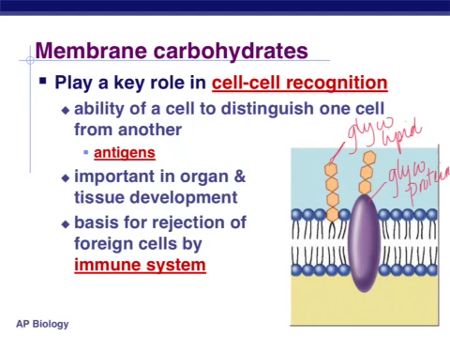These are what forms our antigens. These become really important when we start talking about organ and tissue development, and they're also the basis on which your immune system works. If your immune system doesn't recognize this antigen, it is going to digest this cell because it is going to think that it is something foreign and harmful. If it does recognize the antigen, then it will leave it alone and keep doing its thing.